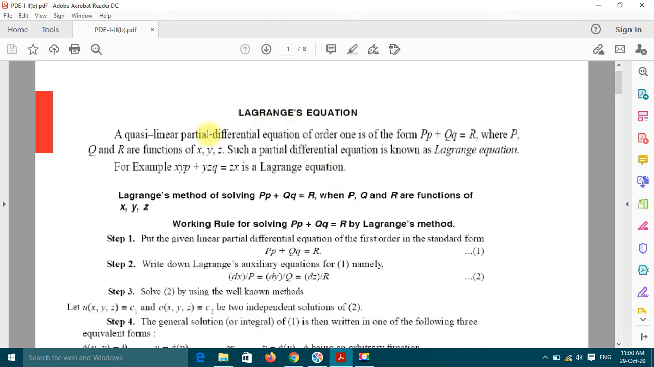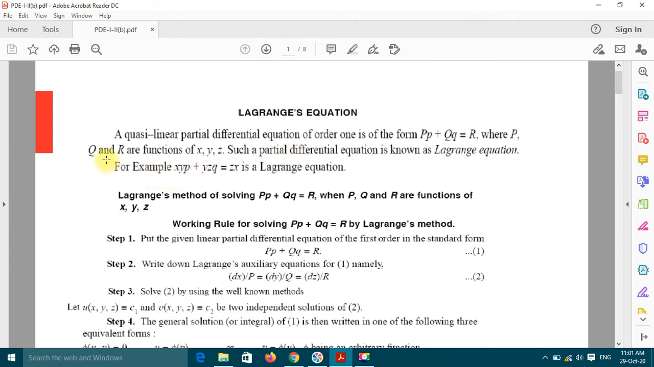Lagrange's equation, a quasi-linear partial differential equation of order 1, is of the form Pp plus Qq is equal to R, where P, Q and R are functions of x, y and z, and small p, small q are the partial derivatives of z with respect to x and y respectively. Such a partial differential equation is known as Lagrange's equation.